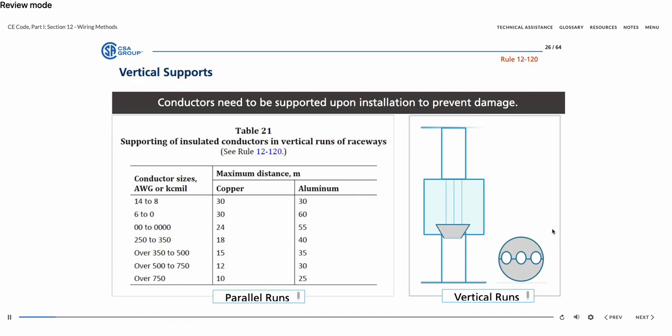When conductors are run vertically in conduits for longer runs, the sheer weight of the conductor can put stress on the termination and insulation and cause damage. It is therefore required that conductors be supported within vertical raceways at intervals not exceeding those in Table 21.